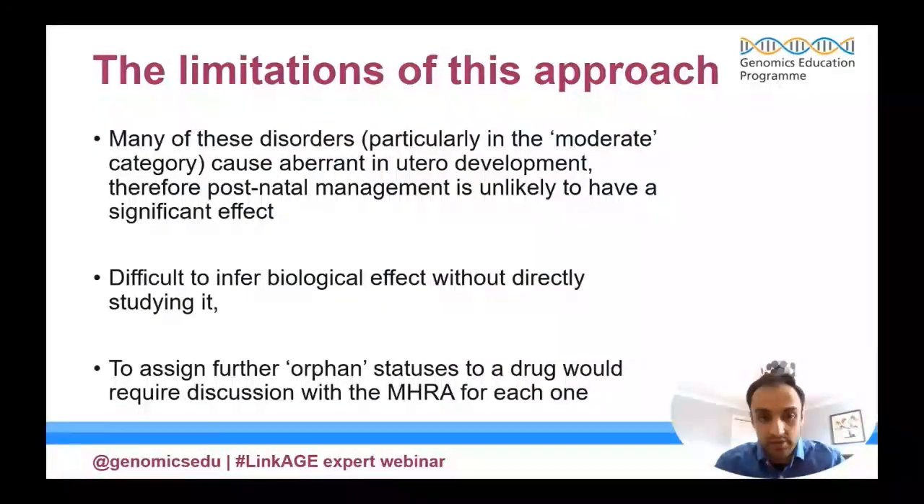And as I previously mentioned, it is also really difficult to infer biological effect based on a computational algorithm without actually directly studying it, either in model organisms or indeed within patients. And the final challenge that we are coming across is that it's really difficult, simply based on a computational algorithm, to assign further orphan status to a drug. There have been discussions with the MHRA about this, and it will be revisited on a single drug basis as more and more people hopefully use this algorithm and tool.